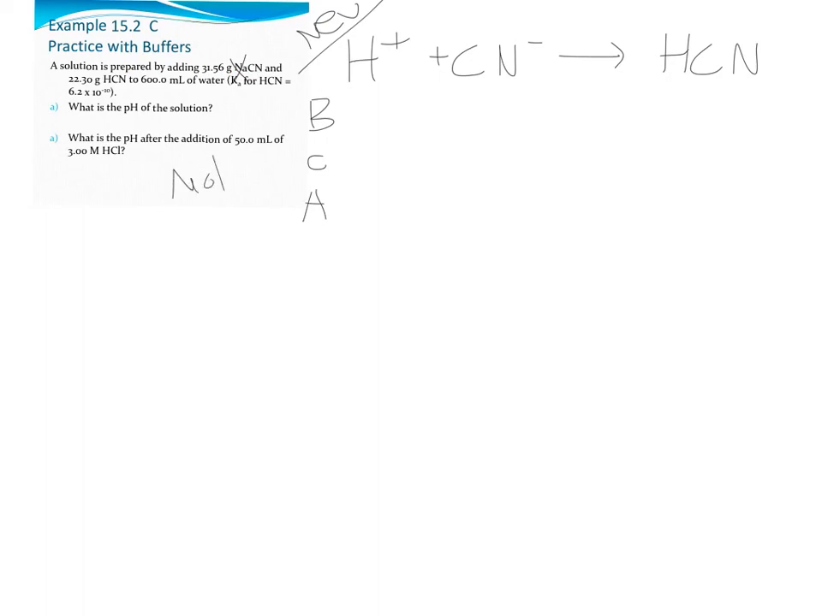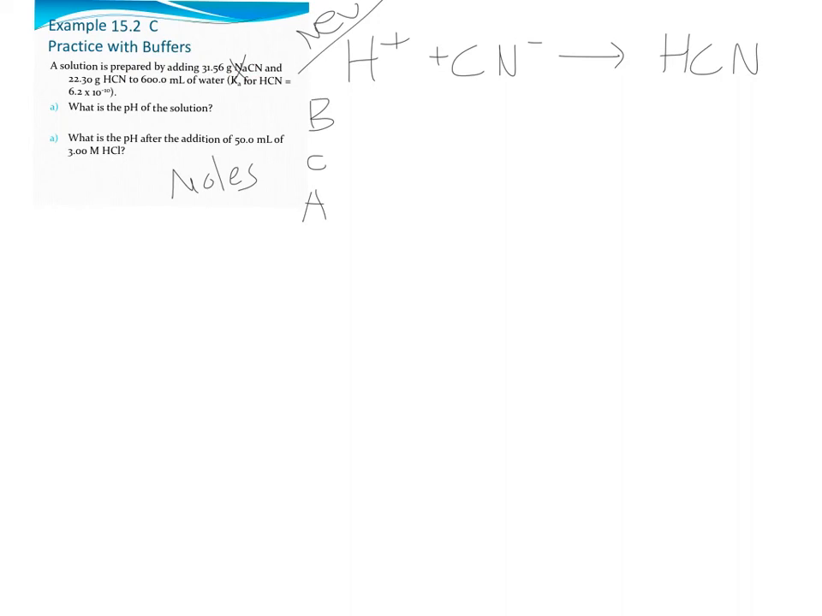The base part of my buffer is the CN-. We don't care about the sodium. The sodium is going to be a spectator, but it's the CN-. Acids react with bases. So H+ plus CN- make HCN. That is my reaction. This is going to be a neutralization reaction, which is a limiting reactant problem. It's not equilibrium. It's a stoichiometry problem. And we want to do all of this in moles because there are volume changes.